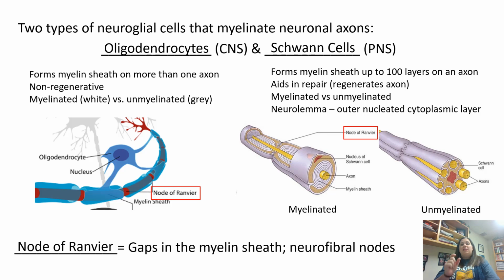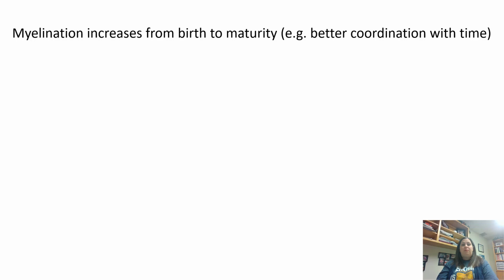Now, when these particular areas of the myelin are wrapped around, they form these little nodes or spaces in between that are called the nodes of Ranvier. These are gaps in the myelin sheath, and they're going to be important when we talk about how action potentials are sent. Now, myelination increases from birth to maturity, and this allows us to have better coordination and our axons to actually send these action potentials quicker and more easily without the use of as much ATP.